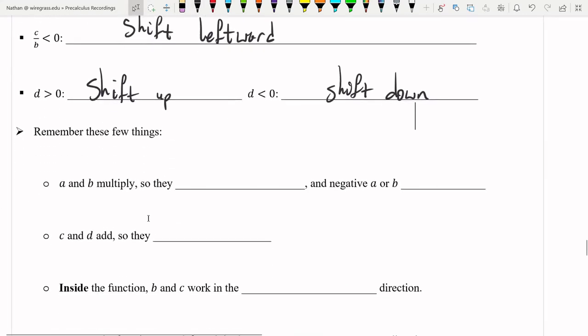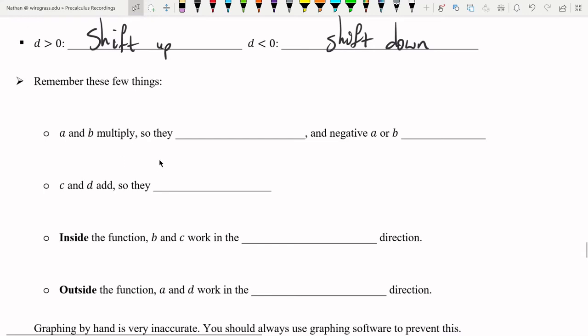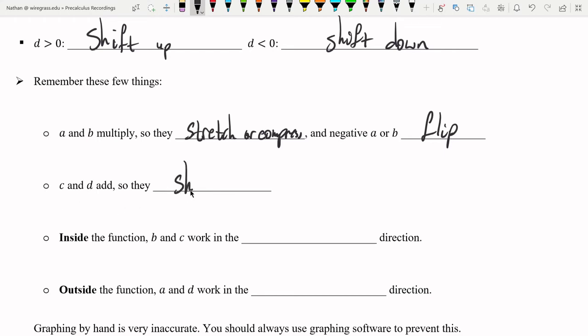Okay, so A and B multiply, so they either stretch or compress. And negative A or B flip. Now C and D add, so they shift left, right, up, or down, whichever direction it is.